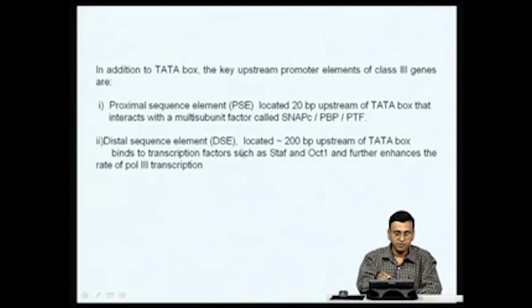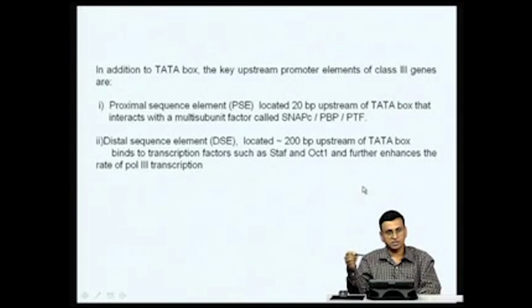Another element is the DSE, or the distal sequence element, located upstream of the TATA box, and it binds to transcription factors such as STAF or OCT1 and further enhances the rate of polymerase transcription.